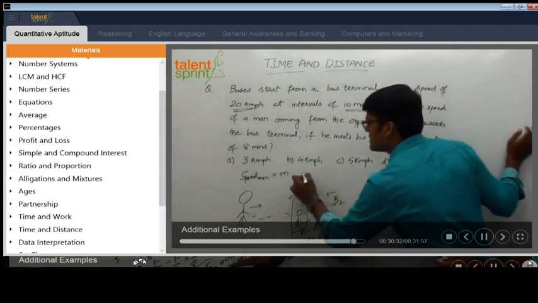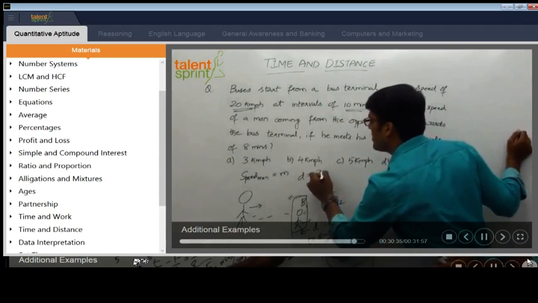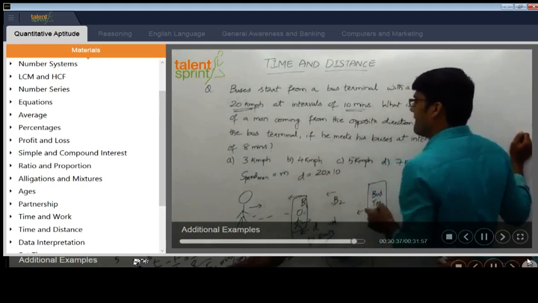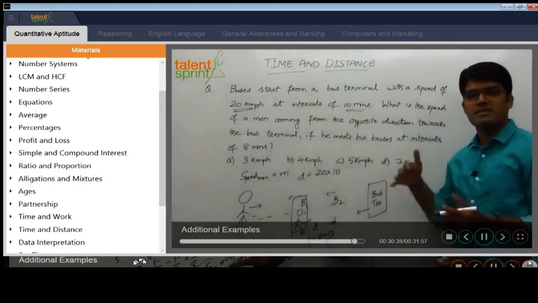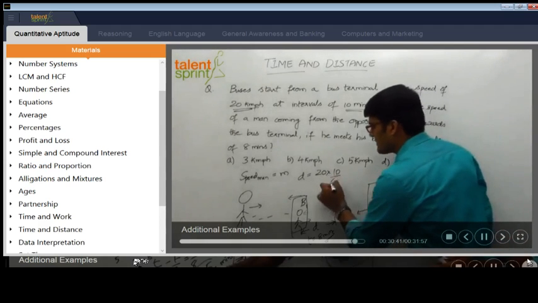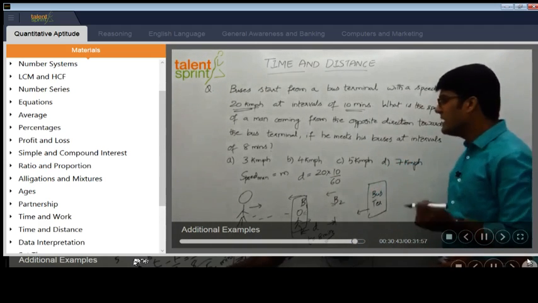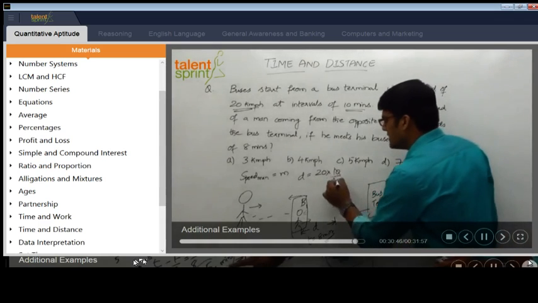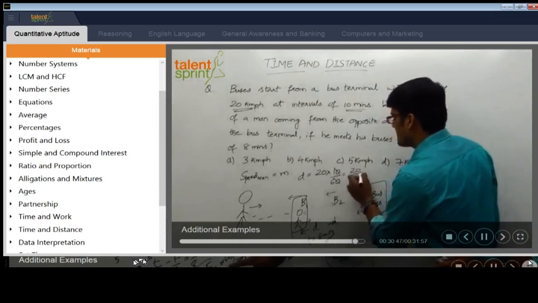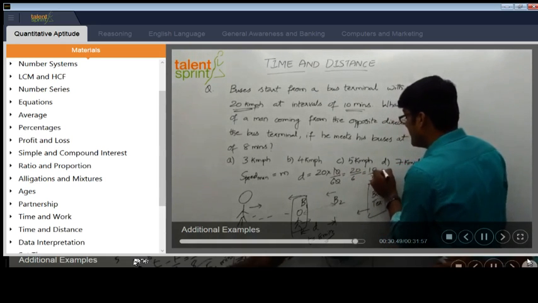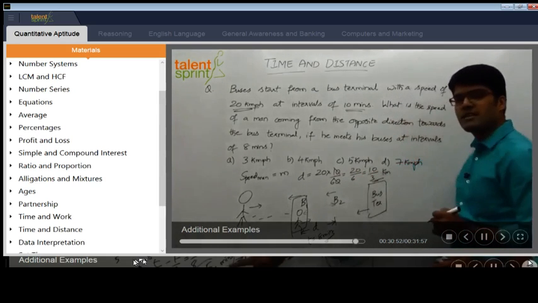Yes. Distance is equal to speed into time. What is the speed? 20 kilometers per hour. Time is 10 minutes. But kilometers per hour and minutes is not justified. So convert minutes to hours. So 20 into 10 by 60. So we can say the distance to be travelled is 20 by 6, or for that matter 10 by 3. 10 by 3 kilometers we can say. The distance to travel is 10 by 3.